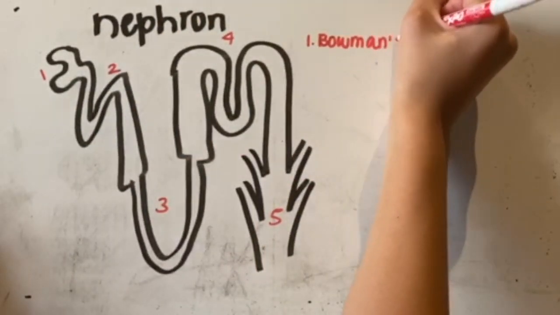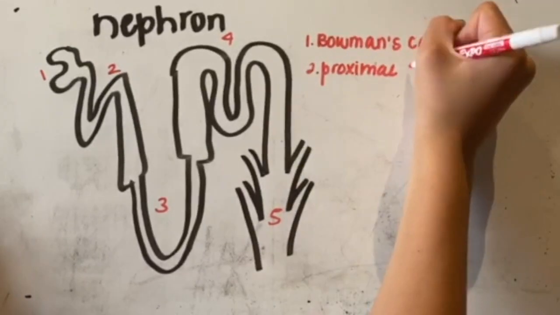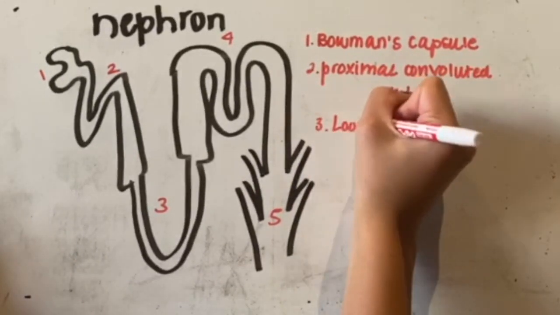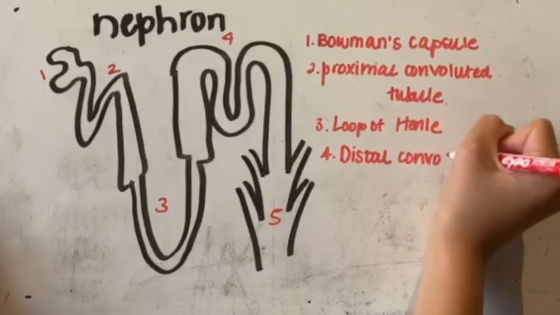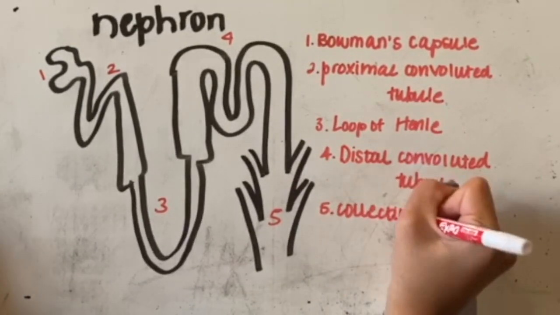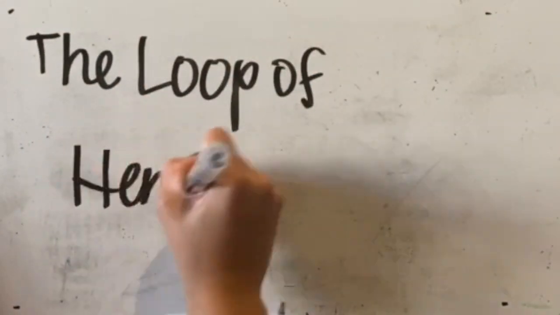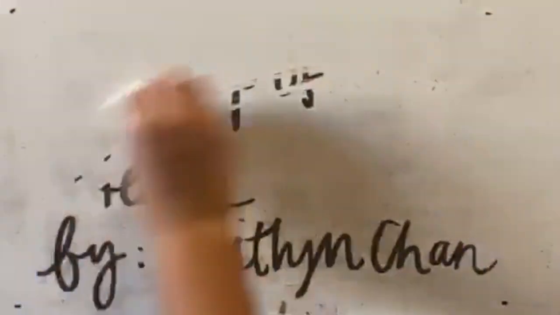First, you start off with the Bowman's capsule, then you turn into the proximal convoluted tubule, go into the loop of Henle, to the distal convoluted tubule, and lastly, straight into the collecting duct. My name is Kaitlyn Chan, and today we'll be focusing on the loop of Henle for this video.